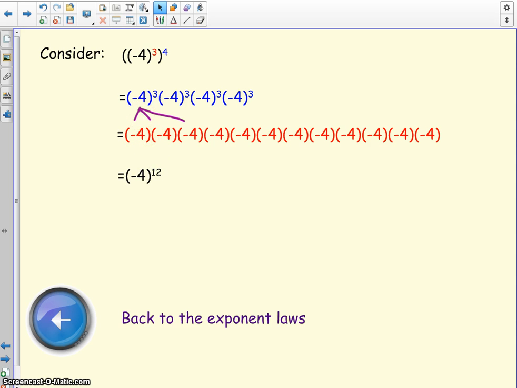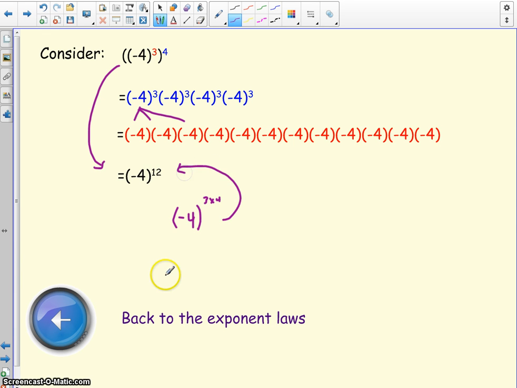So what the power rule tells us is that we can again take the shortcut from here to the final answer by simply multiplying our exponents. So this would be negative 4 all to the exponent of 3 times 4. So we get negative 4 to the exponent 12.